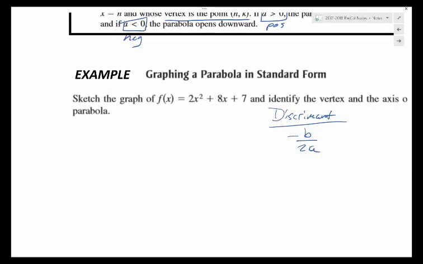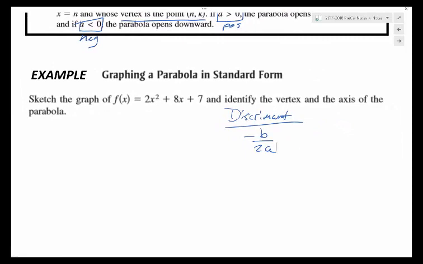Alright, and we're finding the axis, of course, of symmetry of the parabola. The discriminant is going to be the x value of the quadratic for the vertex. This will give us our h. So if I label these a, b, and c, I can very simply type in negative 8 over 2 times 2.